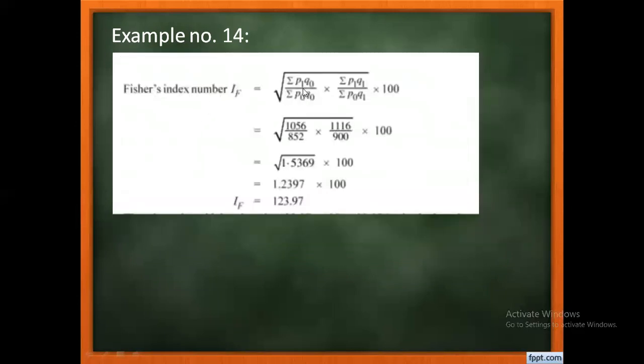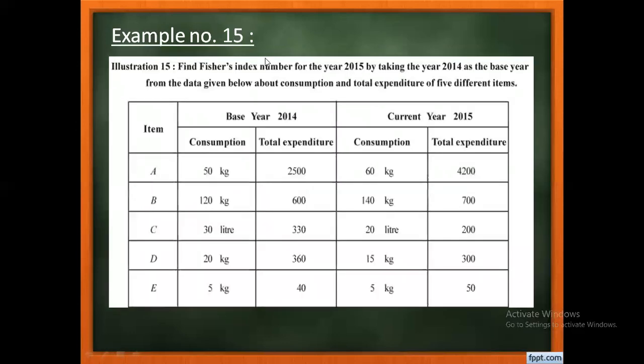So this is the second formula, the direct formula you can say. Under root sigma P1 Q0 upon sigma P0 Q0 into sigma P1 Q1 upon sigma P0 Q1 into 100. 1056 divided by 852 into 1116 divided by 900 into 100. Your answer is, Fisher's index number is 123.97. This would be the answer. Okay, I hope it is clear. Very simple question. Moving further.